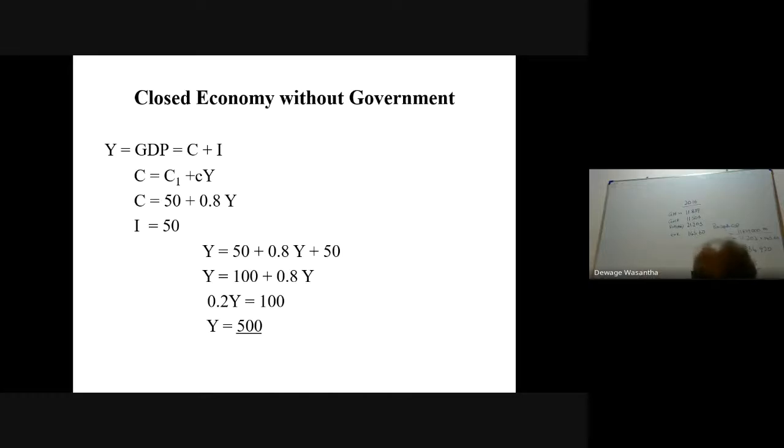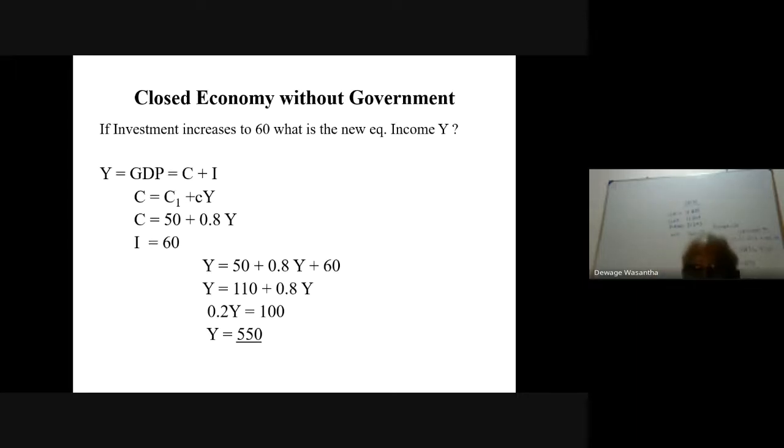It's a very simple consumption function, because we don't have government, it is a closed economy with no import-export trade. That's why our consumption depends on income only. When you simplify, you get 500. Now, suppose investment increases to 60.